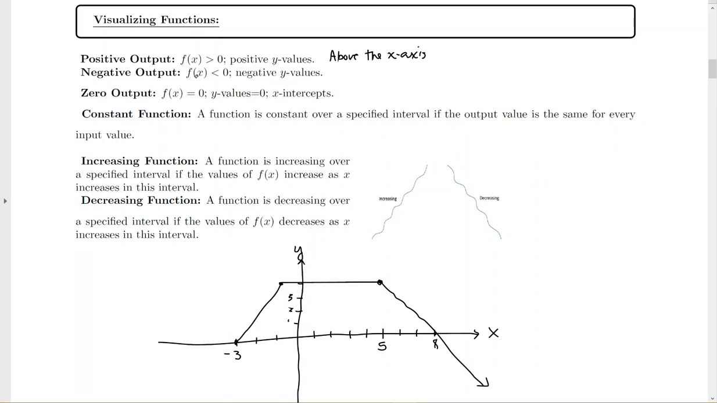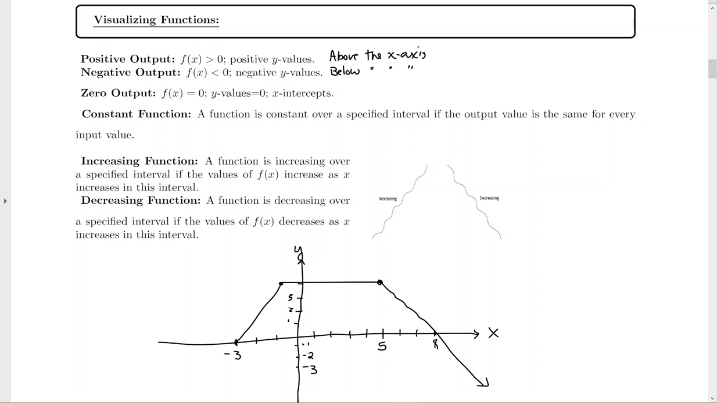If y, or f of x, is less than 0, then you're talking about the negative y values. So here's -1, here's your y is -2, and notice where all these values are. They're below the x-axis. I'll just do ditto marks there.